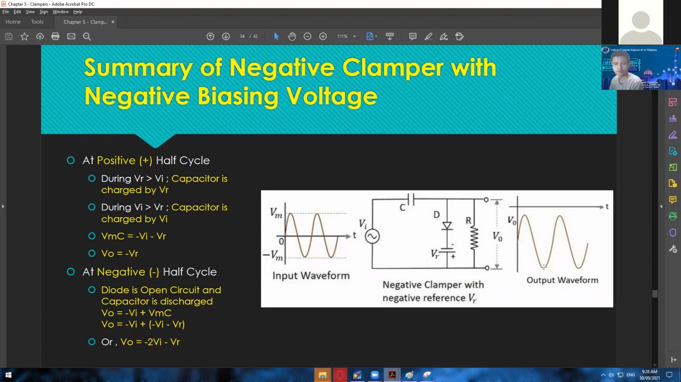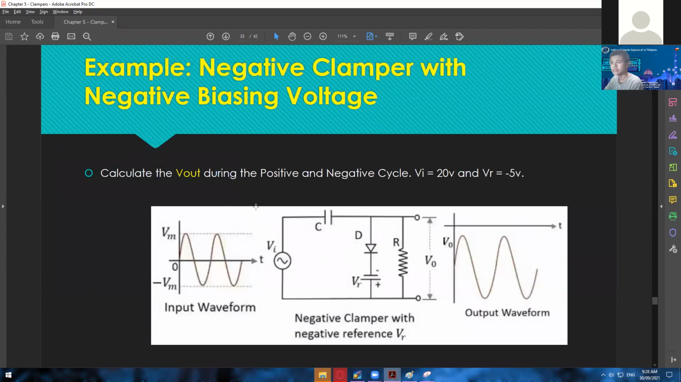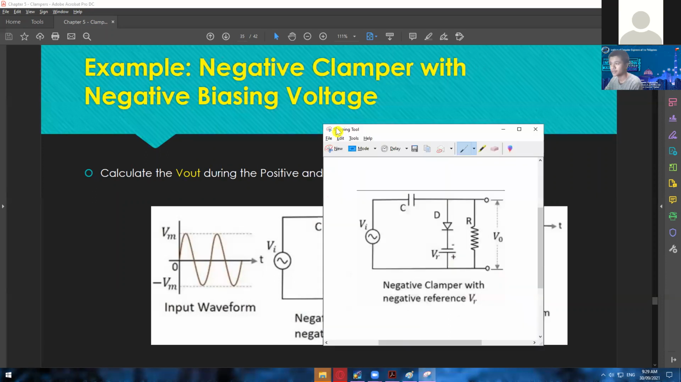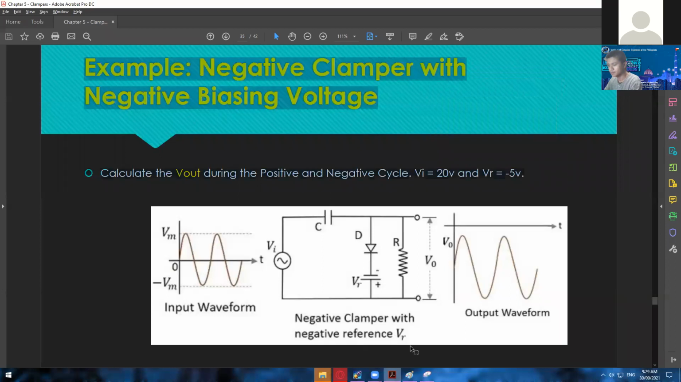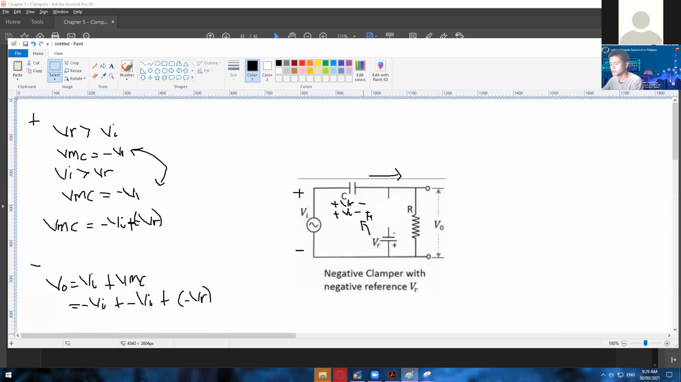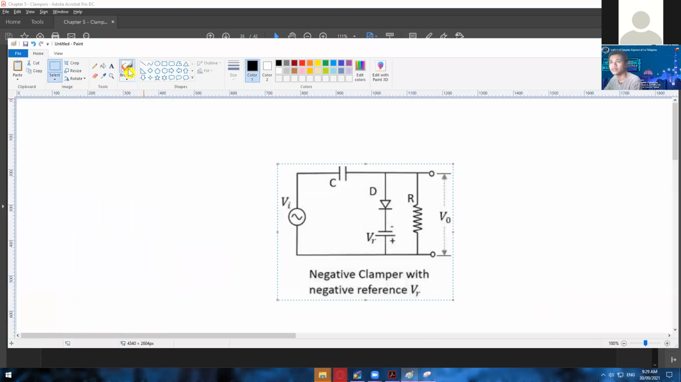All right, so very good, Mr. Isagani. Okay, so to those who haven't responded yet, please let me know if you have a question so we can talk about them now. Okay, so here is the example of a negative negative. So we have 20 volts as our VI and the negative 5 volts as our VR. So let me just draw this one so we can solve it.